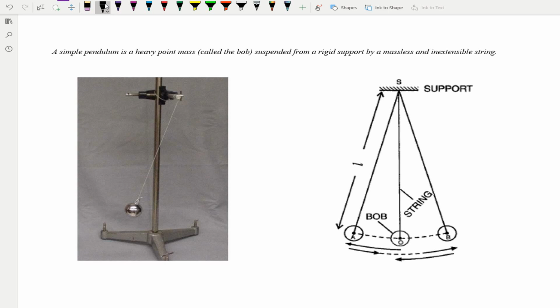Today we'll be learning about measurement of time, which is the last part of the first chapter, and in this part we'll be studying about a simple pendulum. So we begin with the concept of a simple pendulum.